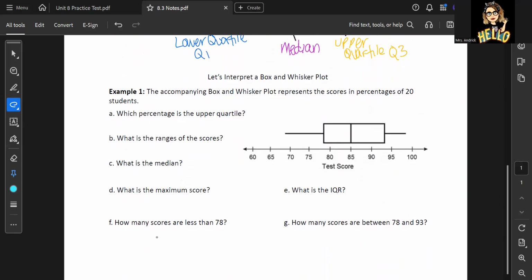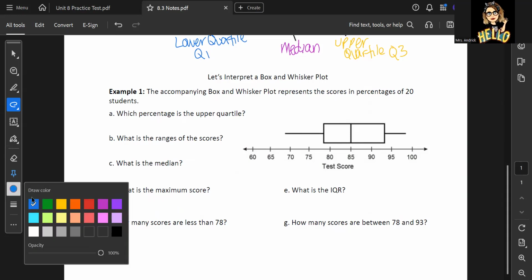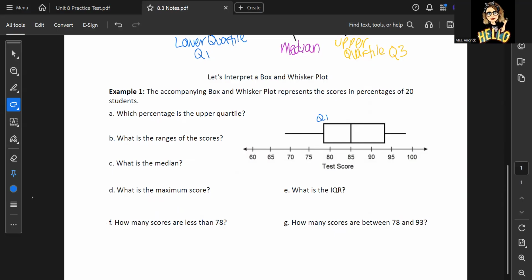All right, so looking at this box and whisker plot, these are the percentages of 20 students on a test. Which is my upper quartile? It might be helpful to label. So this is Q1, Q2, median, and Q3. So the upper quartile is Q3. We're just going to estimate that. It's close to 95, but not exactly. So we're going to go with 93 as the percentage.